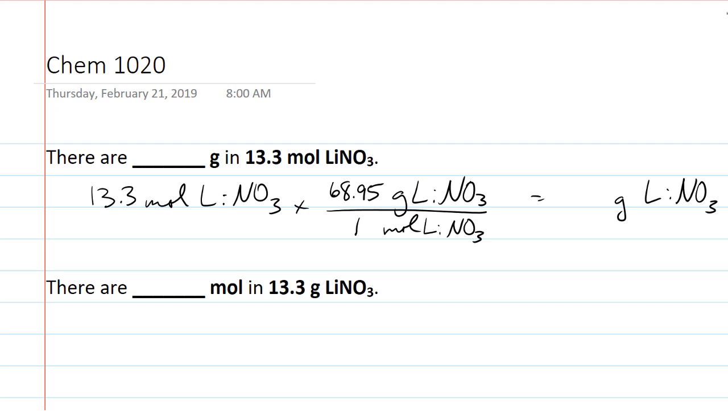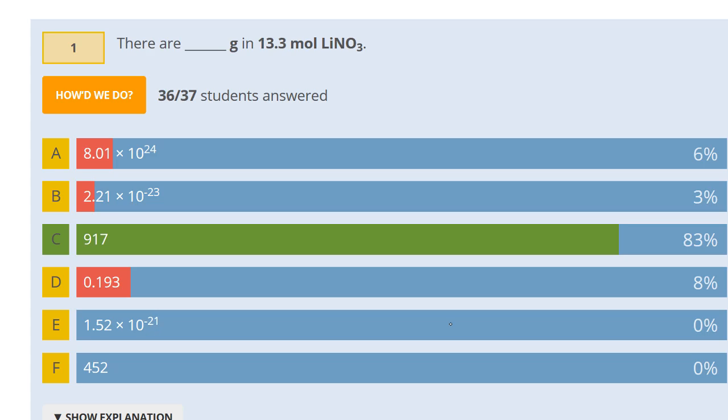68.95. Okay. Now these are going to cancel out. Where does the 68.95 come from? From the periodic table. We'd sum together the masses of 1 lithium, 1 nitrogen, and 3 oxygens. Any questions on this one? All right, next one.